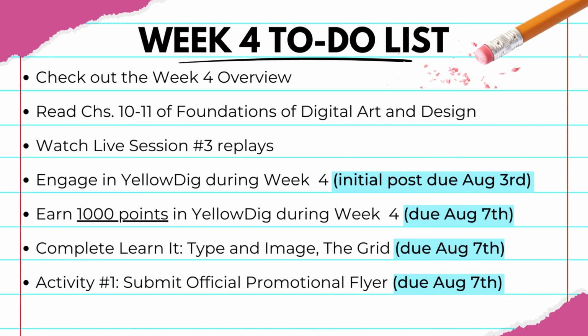Also, you're going to have to engage in your Yellow Dig during week 4. This is your initial post that is due August 3rd. Another thing is you will want to earn 1,000 points in Yellow Dig during your week 4 by Sunday, August 7th. Also, by Sunday, August 7th, you will have to complete your Learn It, Type and Image the Grid, by Sunday at 11:59, as well as submit your activity, which is your official promotional flyer that you created in Adobe InDesign, again by Sunday, August 7th at 11:59.